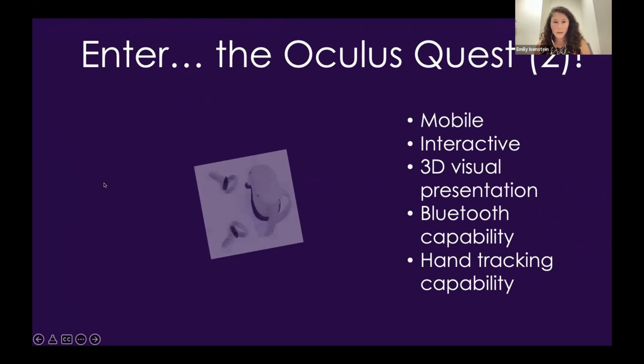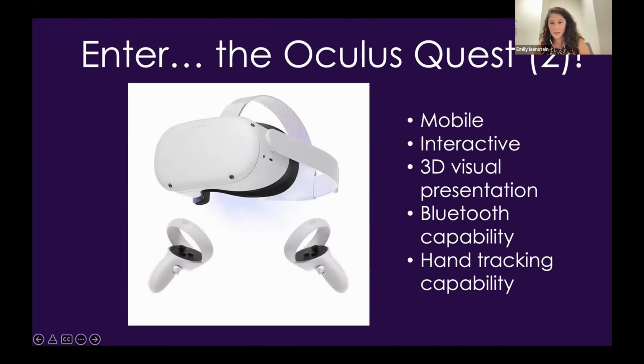So enter the Oculus Quest 2 as a way to help us overcome these issues that I just talked about. The Quest 2 is mobile, it's interactive, we can have 3D visual presentations, it's Bluetooth capable, and it can also track your hands.